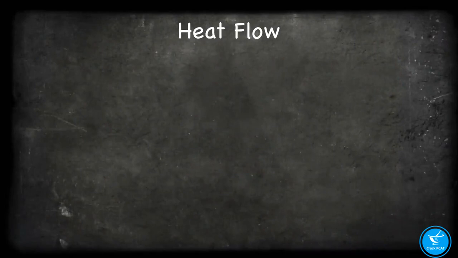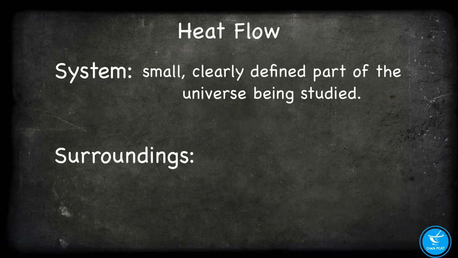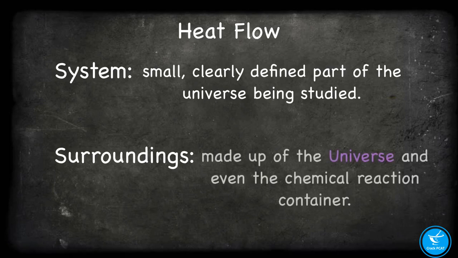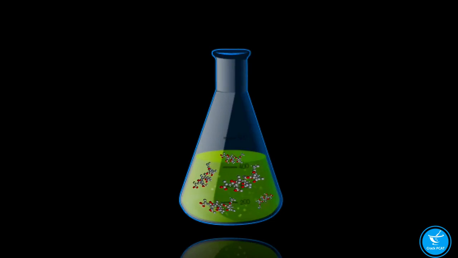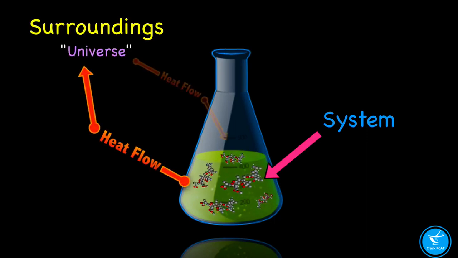When studying the flow of energy during a chemical reaction, we need to distinguish between the system and the surroundings. The system is the small, clearly defined part of the universe that's actually being studied. The surroundings are made up of the universe and even the container in which the reaction is taking place. To clarify, the mixture of chemical substances that undergoes a reaction is always the system, and the flow of heat can be from the system to the surroundings or vice versa.